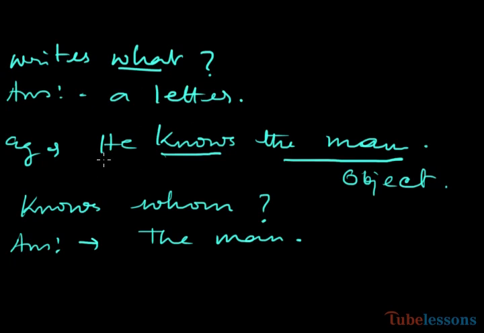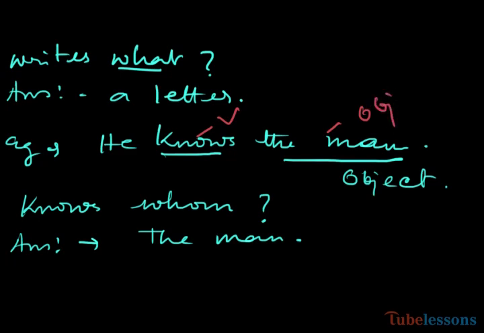Now I have given another example. Okay? He knows the man. This time, knows of course is the verb. Now you cannot ask knows what. This is not the way you can question a living being. In case of a living being, we usually ask whom, not what. So this time we are questioning the verb with whom. Knows whom? And we are getting the answer, the man. So, in this case, the man is the object.